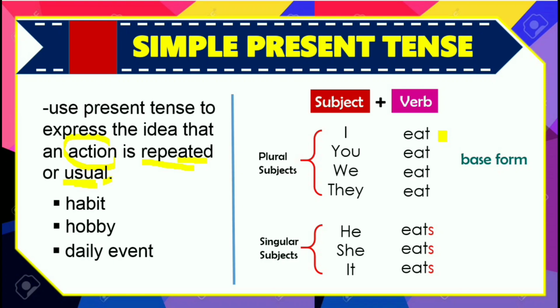Base form is the version of the verb without any endings, for example, s, ing, ed, or d. As you can see in our verb eat, it's the root form of the verb. We did not add anything. On the other hand, for singular subjects, it needs also a singular verb. So that's why we added s to our verb here. For singular subjects, we add s or es to our verb to make it also singular.